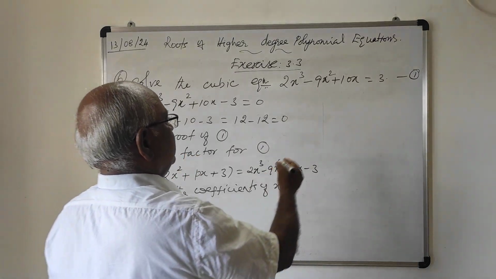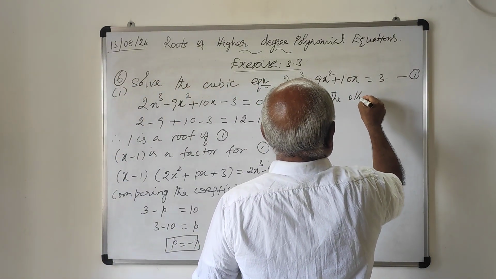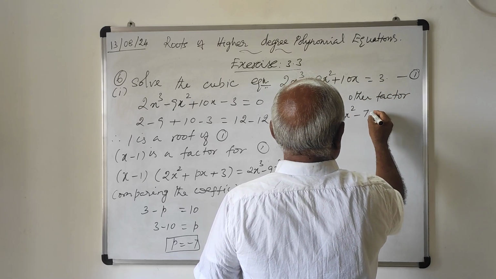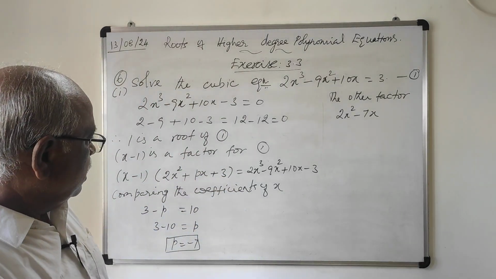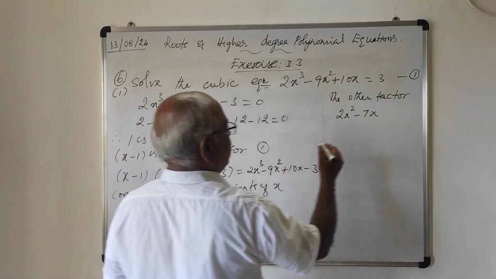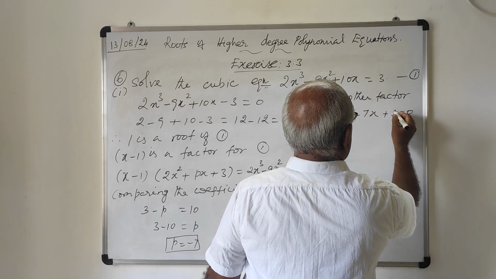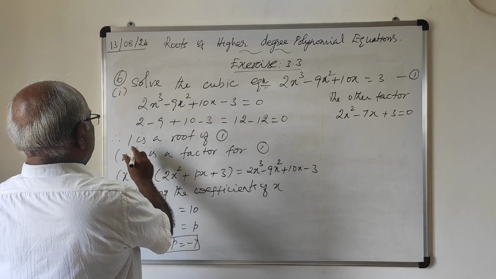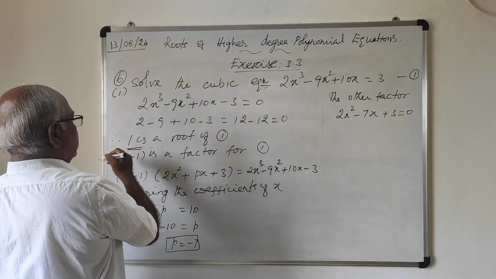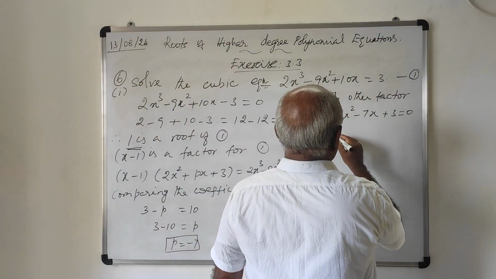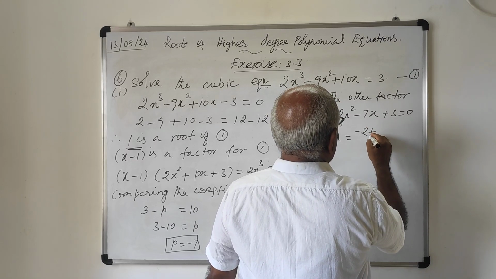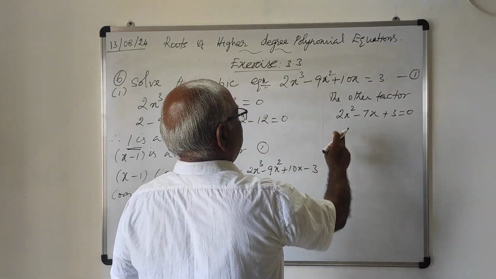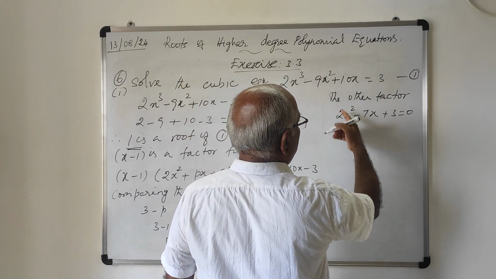Therefore, the other factor is 2x square minus 7x plus 3 equal to 0. Now solving this equation you will get the other two roots. Already 1 is a root. Since it is a cubic equation, the other two roots come from solving this quadratic equation, using x equal to minus b plus or minus the square root, or otherwise we factorize this. We cannot factor easily because 2 into 3 is 6.